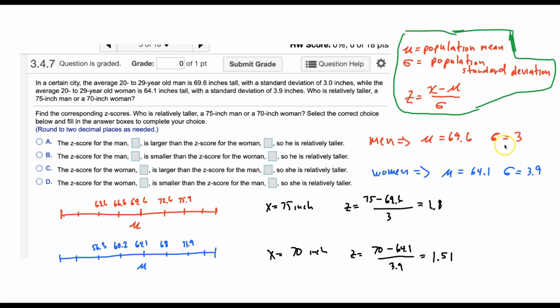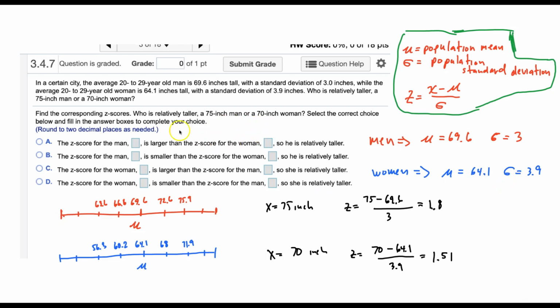And because men's standard deviation is 3 and the women's is 3.9, what we have here is that the men's data is actually closer together because the standard deviation is not as spread out. So men are more the same size than women. There's a wider distribution of heights for women.